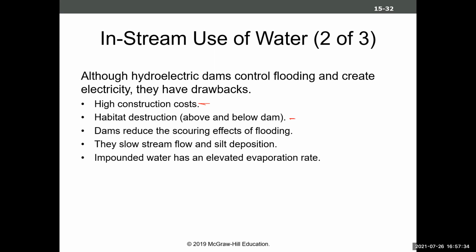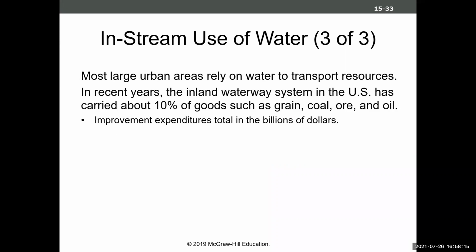And so now the ecosystem that was usually flooded every year, let's say seasonally, is all of a sudden not flooded seasonally because that stream flow is reduced and changed. And so not only is the stream flow changed, but also the silt deposition downstream is changed as well, because you'll get that silt and that sediment to be blocked behind the dam and never actually make it downstream, which changes the ecosystem downstream. And then the impounded water has an increased evaporation rate because it's now in a reservoir and it's not this moving river anymore. And so the rate of evaporation changes whenever you have a dam constructed.